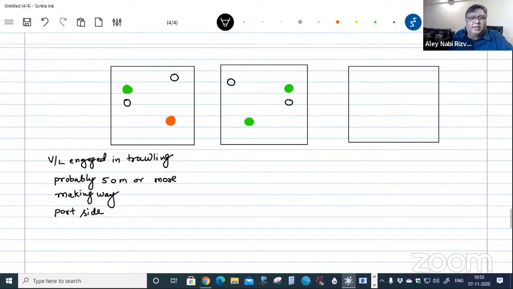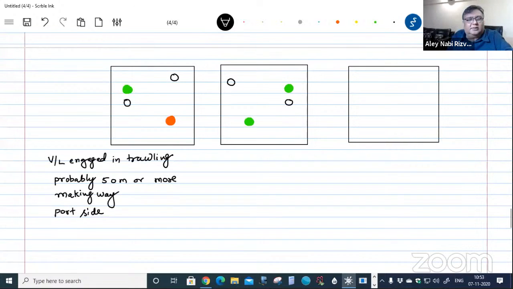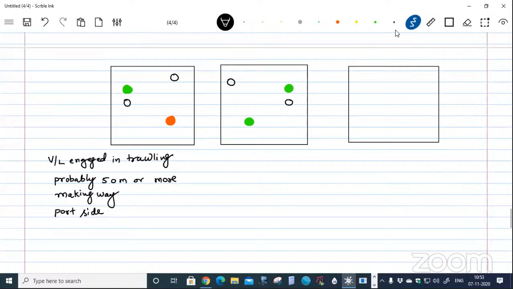All right, one cadet, please explain. I think this is the time. Adesh Bansal. Vessel engaged in trawling, probably more than 50 meters, and making way, seen from the starboard side. Perfect. Perfect. Now it is pretty easy.